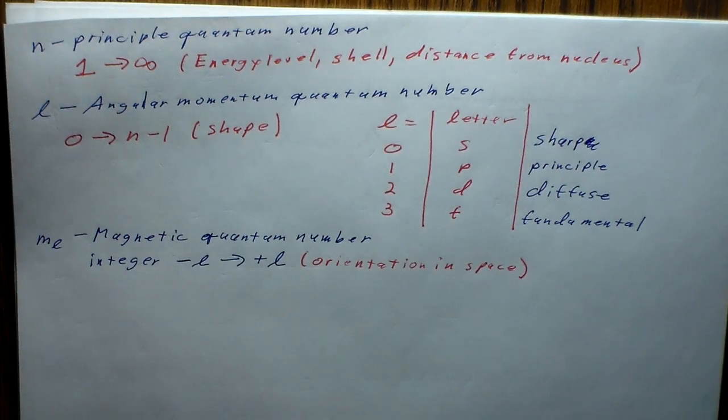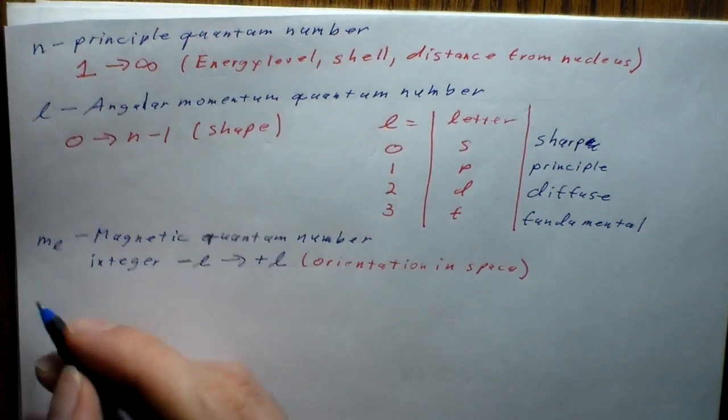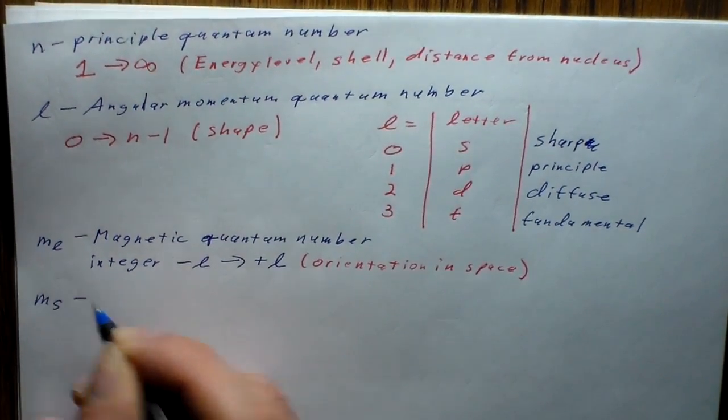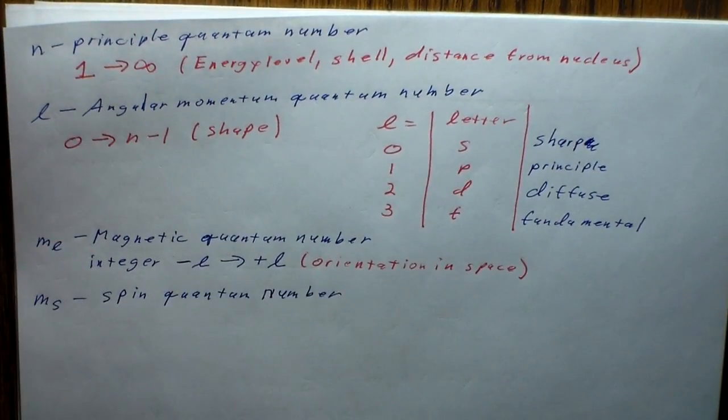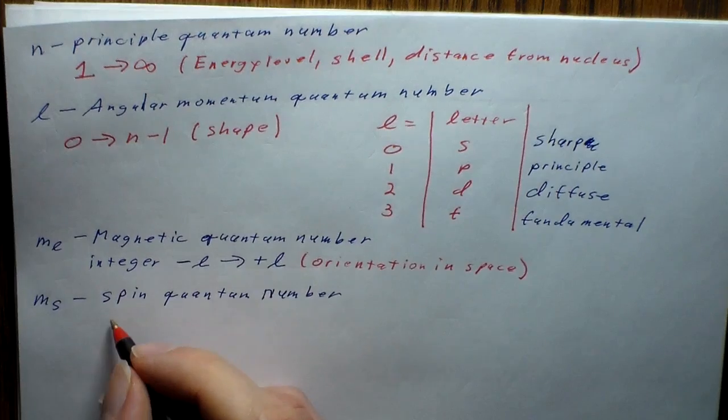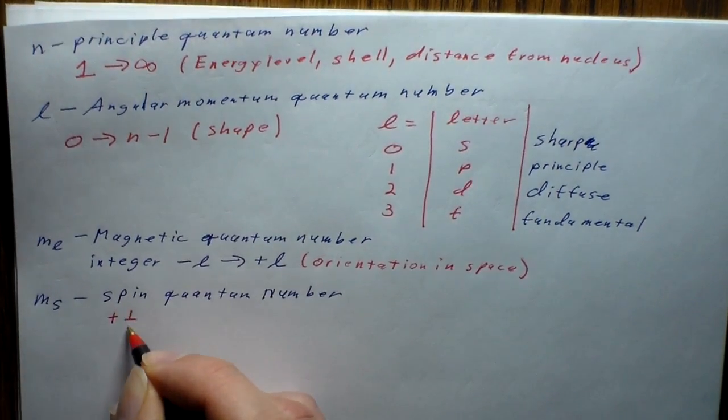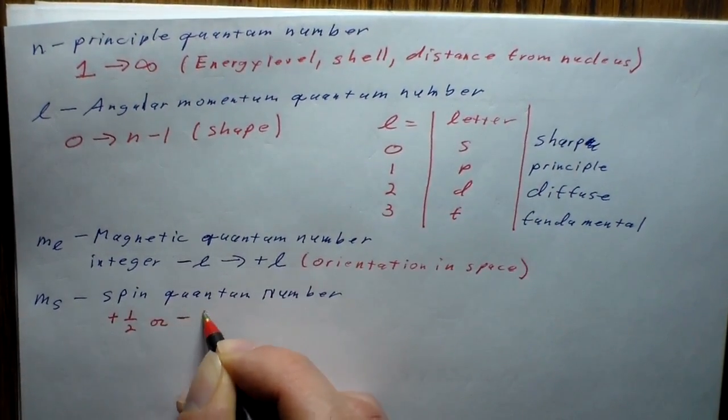But if there is no external field, all the M sub L values are going to be degenerate, and there's no real difference between them. And then the other thing which we'll be talking about a little bit is the M sub S, and this is going to be your spin quantum number. All right, and this is going to have values of either plus 1/2 or minus 1/2.